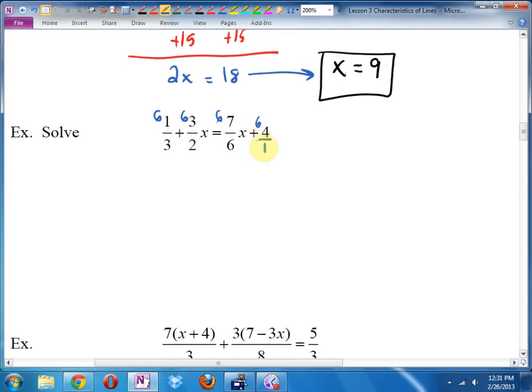When I do that, on the first line, I'm going to get 6 times 1 divided by 3, 2, plus 6 times 3 divided by 2 with an x, divided by 2 with an x. Thank you.